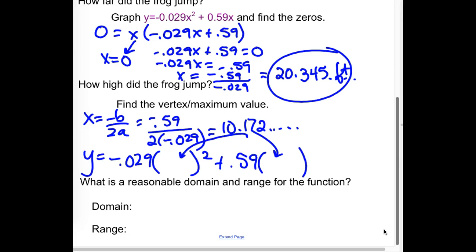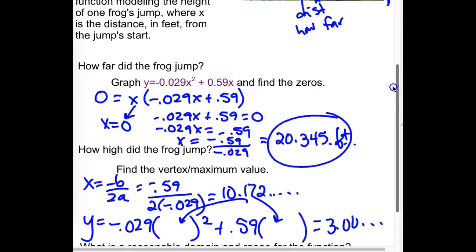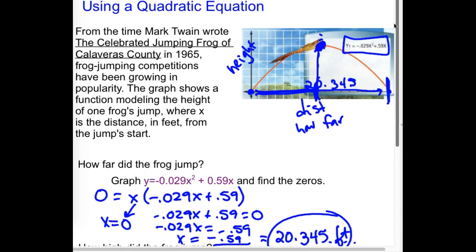What are we getting? All right. We get 3.00 something, right? So that means the frog jumped a height of about 3 feet and a total distance of about 20.3 feet. He covered a horizontal distance of 20 feet. He landed 20 feet from where he started. He jumped 3 feet high.